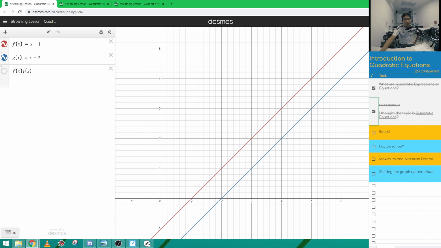You can see that, yes, indeed, this red graph will intersect the x-axis at x equals 1. And for the blue graph over here, g of x, it's going to cut at x equals 2. There you go. These are the roots of the graphs f of x and g of x. Now, before I click on the third line over here, which will show the multiplication of x minus 1 times x minus 2, make a guess about where the roots are going to be.